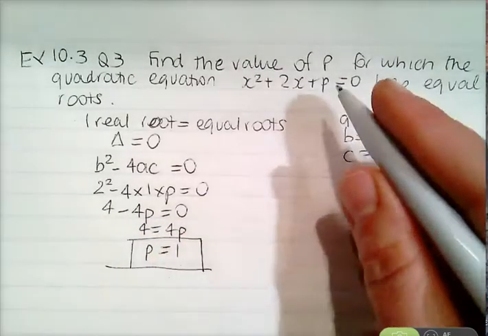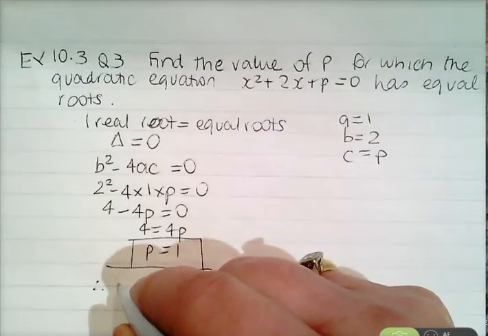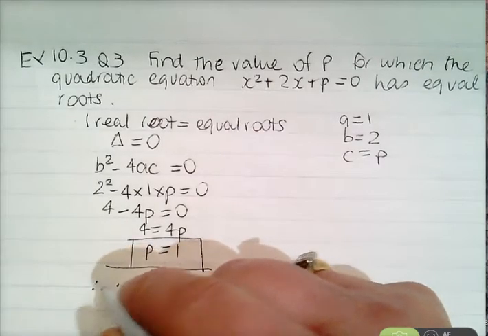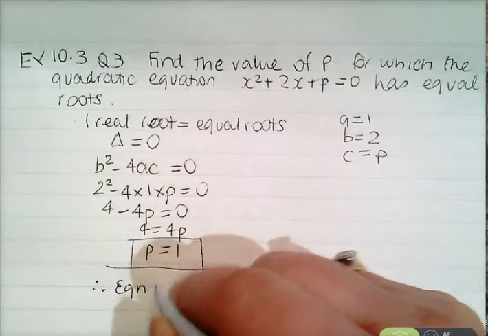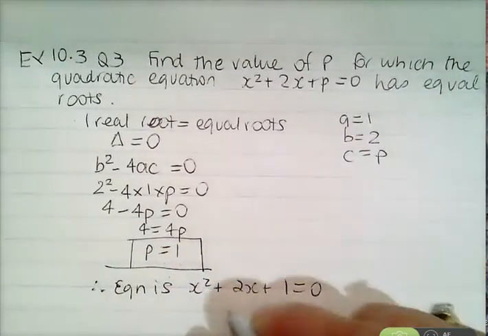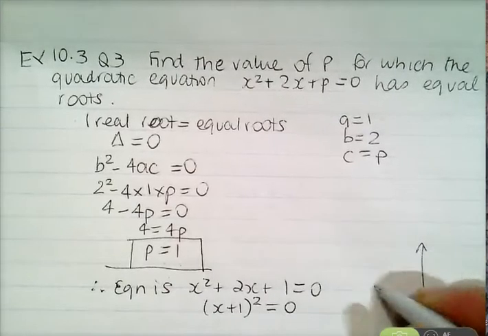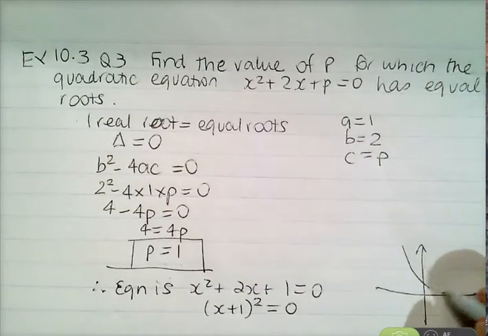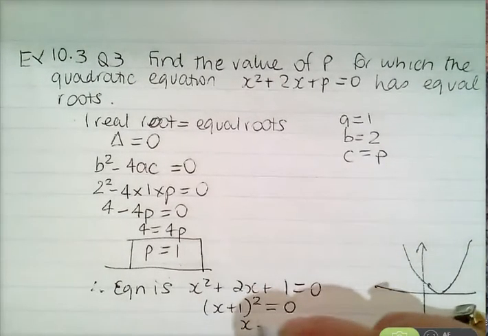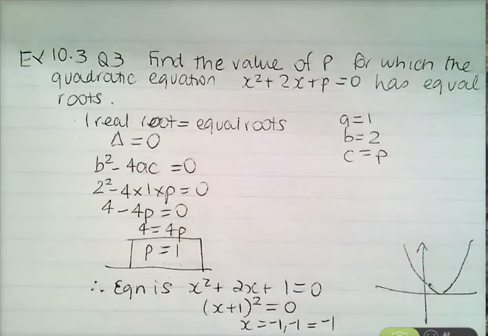But now we're going to interpret what this result means. So if p is 1, therefore, if I've got real equal roots, it means that my equation is x squared plus 2x plus 1 is 0. Now, if I just look at that, that's actually a perfect square. So (x plus 1) squared is 0. And I know that my solution to this is x is negative 1. It's really x is negative 1 twice. In other words, x is negative 1. So we've got two equal roots, or what we call one root.